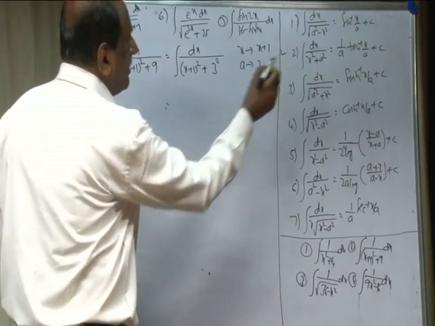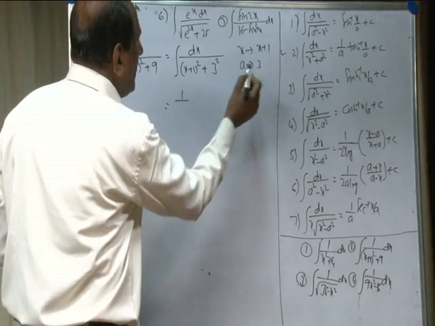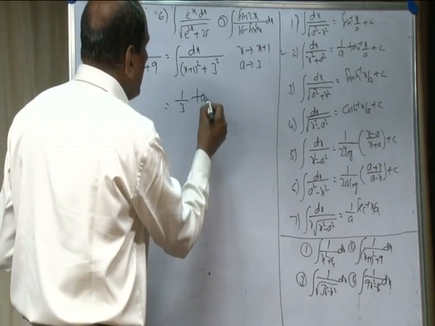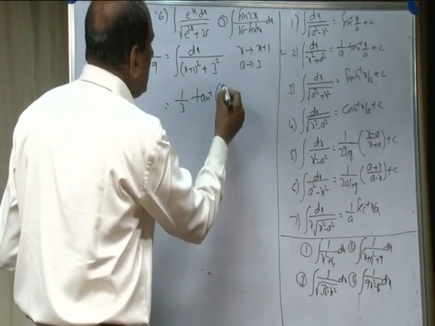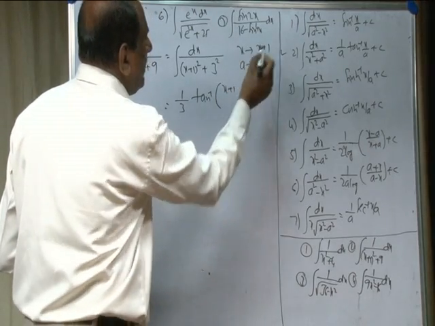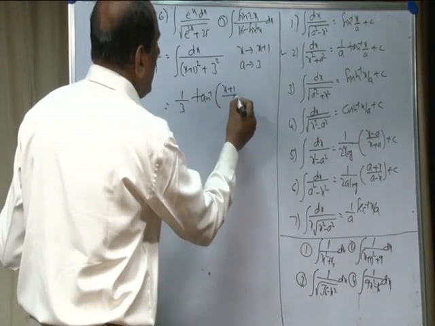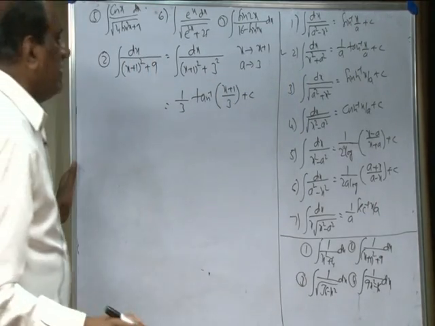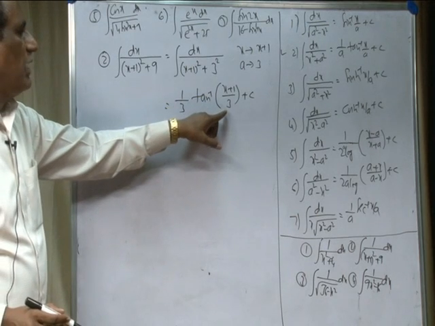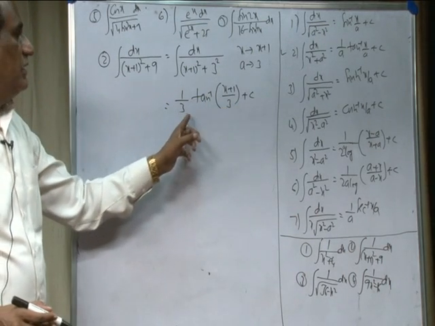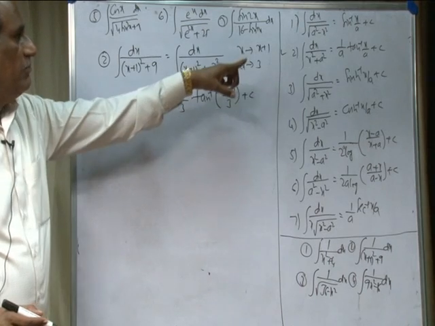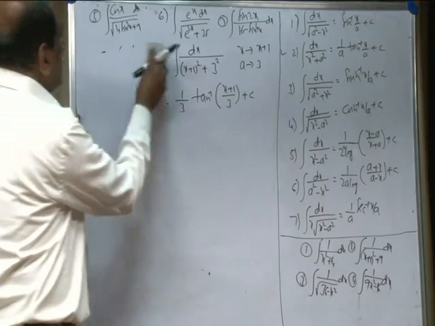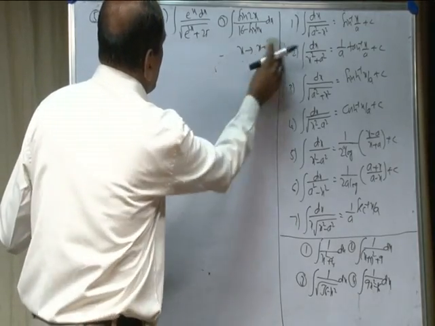What is that result? 1 by a tan inverse of x by a. Tan inverse of x, where x is x plus 1 here, divided by a, which means 3. So, the answer is 1 by 3 tan inverse of (x plus 1) by 3 plus c. So, this integral is obtained by using the second form of standard integral. So, problem number 2 is over.